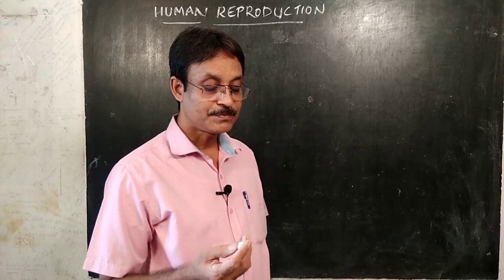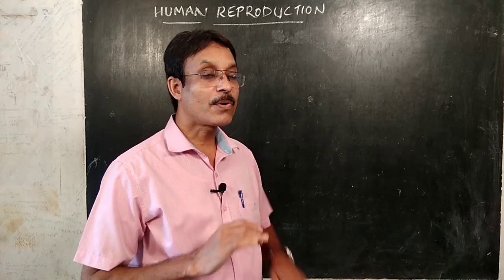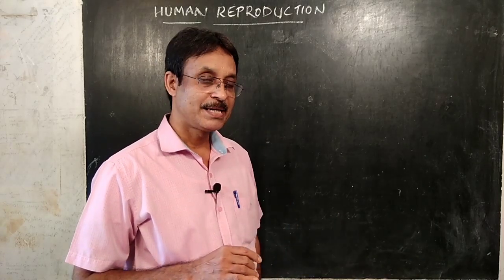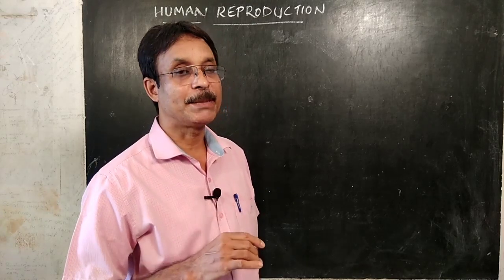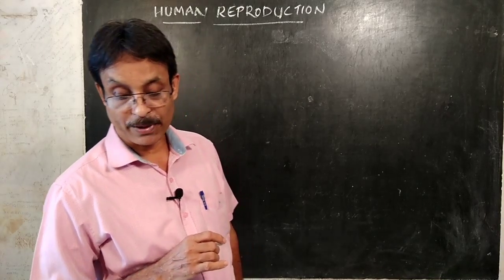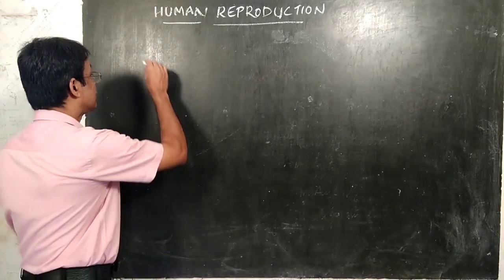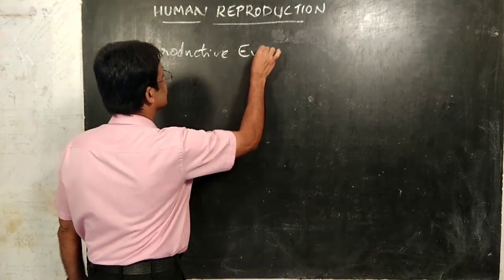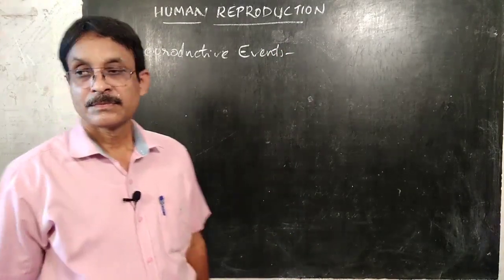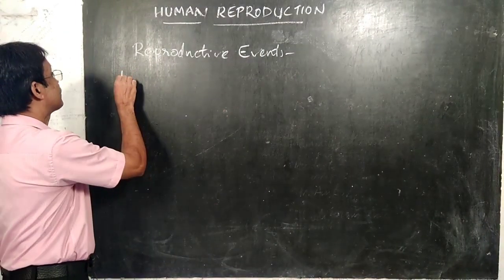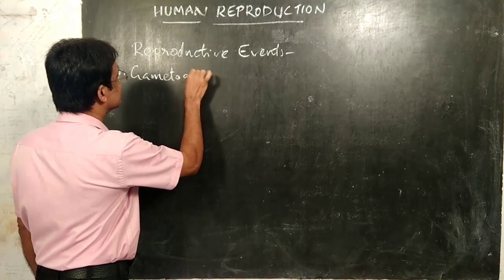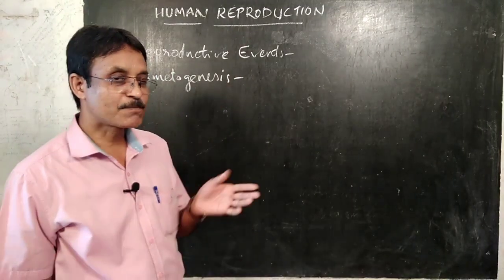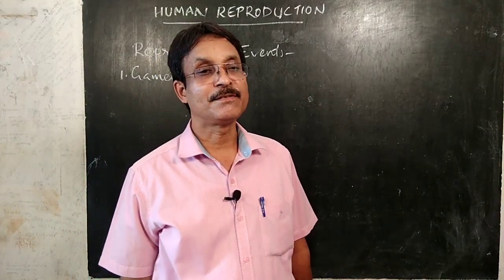Okay? And reproductive process is a broad process. It has many subdivisions, many events. Thus, firstly, we are discussing the different events in human reproduction, that is, reproductive events. The first reproductive event is gametogenesis. This is the formation of gametes, that is, sperms in males and ova in females.